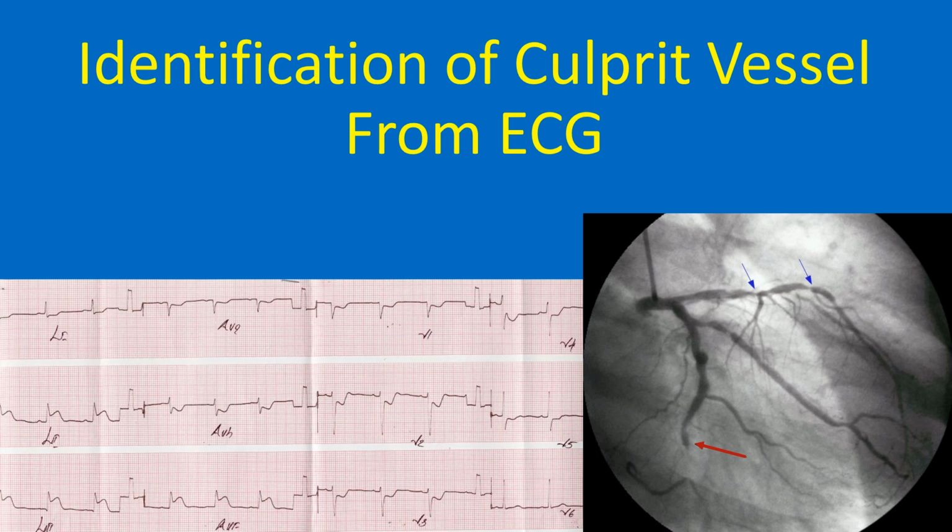ST segment depression is seen in leads 1, aVL and V1 to V5. Overall features are suggestive of hyperacute phase of inferior wall myocardial infarction with reciprocal ST segment depression in anterior leads.